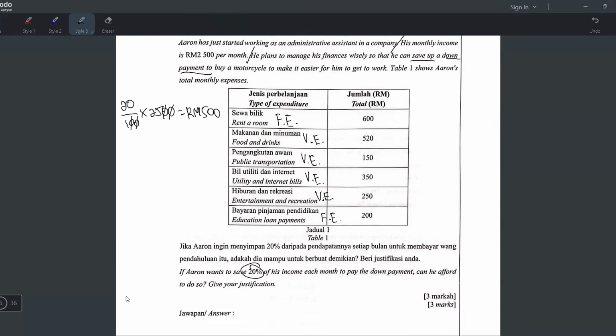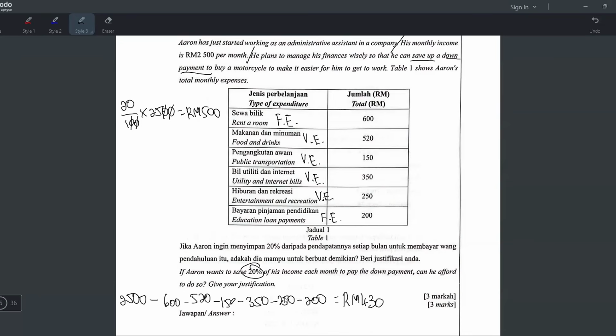So the total monthly income is 2,500 minus all the expenses, right? So I'll minus 600, minus 520, minus 150, minus 350, minus 250, minus 200. Okay, you have to wait for me a bit because I will press this in my calculator. Okay, let's see what I get. I got 430 in my calculator. So RM 430 is the cash flow.